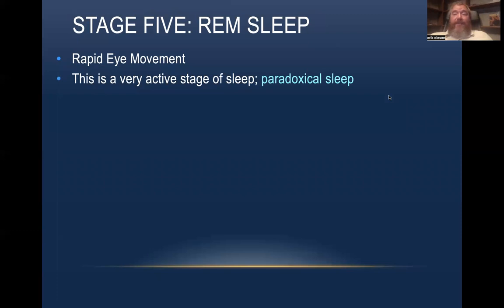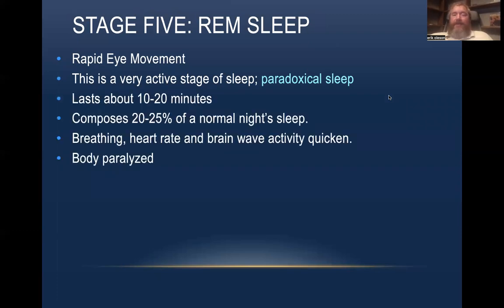During stage 5, you get to the REM sleep. This is rapid eye movement sleep and can also be thought of as paradoxical sleep. It lasts between 10 to 20 minutes and composes 20 to 25% of a normal night's sleep. This is where breathing, heart rate, and brainwave activity quicken. The body is paralyzed and it's most associated with some of these vivid dreams that we get.